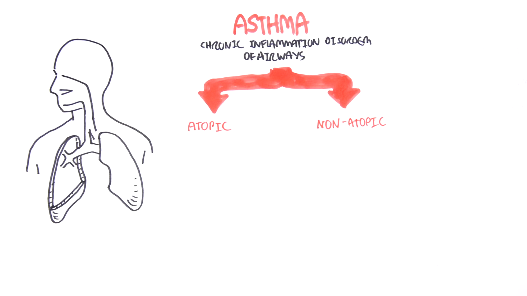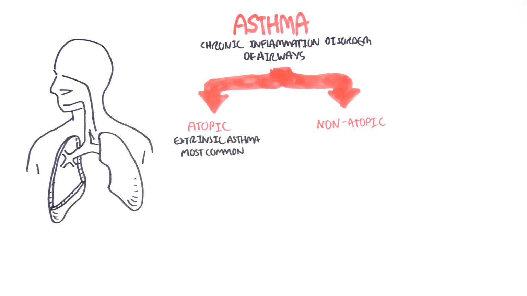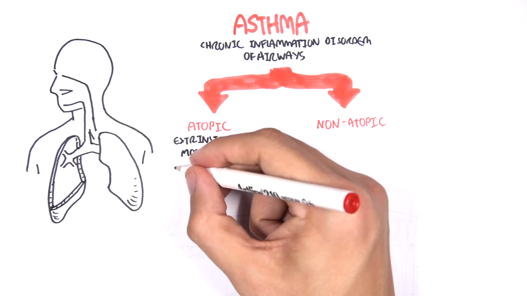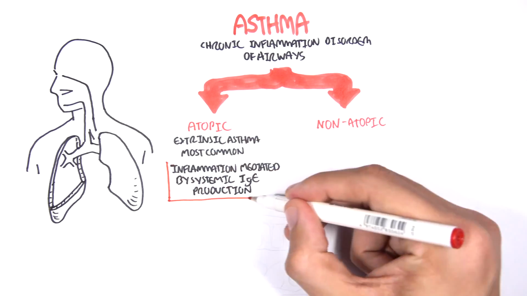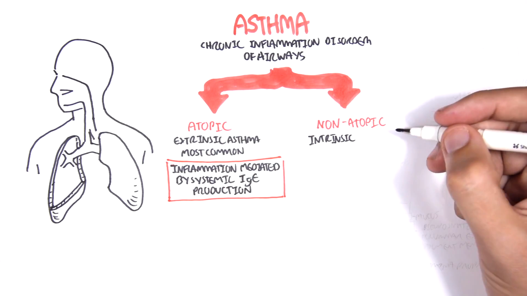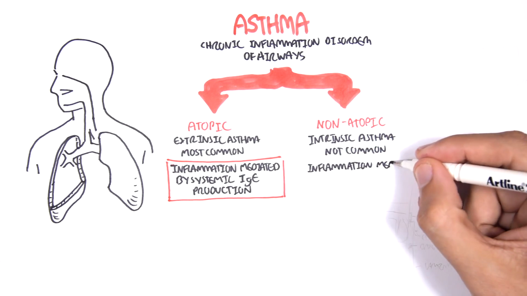Atopic asthma is extrinsic asthma, meaning it is triggered by the environment, and this type of asthma is the most common. Atopic asthma involves inflammation mediated by systemic IgE production. Non-atopic asthma, on the other hand, is an intrinsic asthma, and this is far less common. Non-atopic asthma, therefore, refers to inflammation and constriction of the airways that is not caused by exposure to an allergen. The inflammation is mediated by local IgE production.